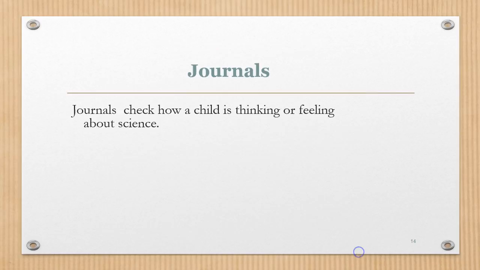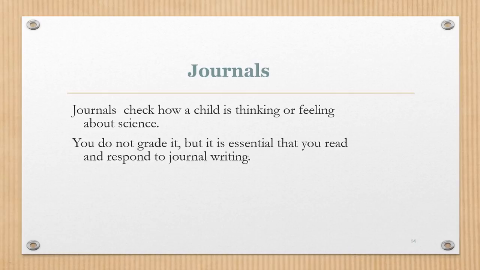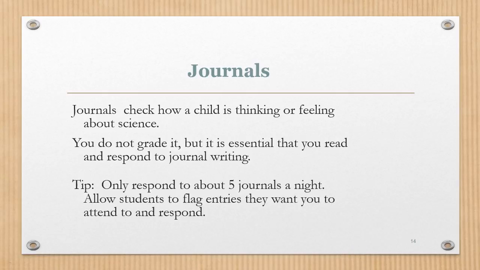Journals can be used in many ways, but they can check how a child is thinking or feeling about science. So you do not grade it, but it is essential that you read and respond to the journal writing. There's a tip: if you're doing journaling in science, only respond to about 5 journals a night, and allow students to flag the entries they want you to attend to and respond.